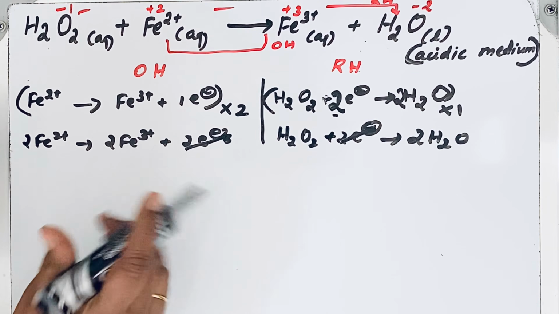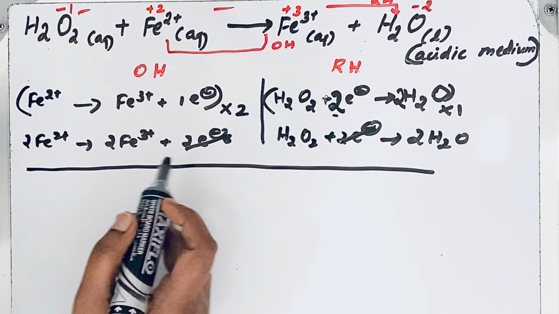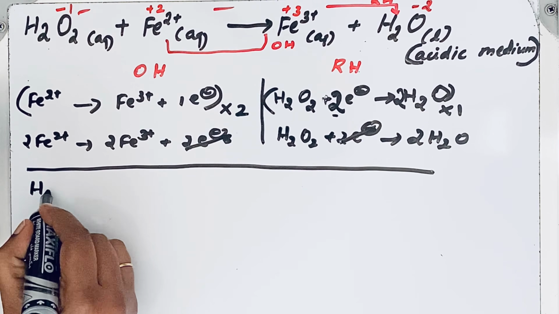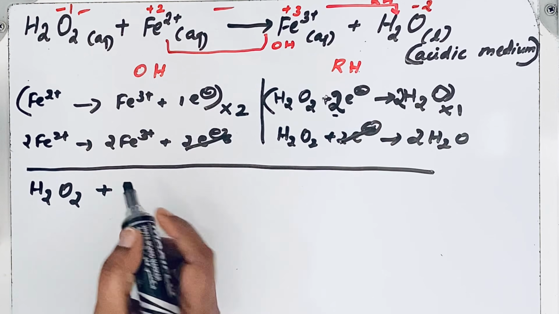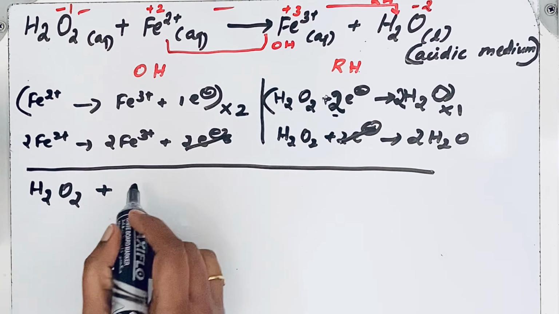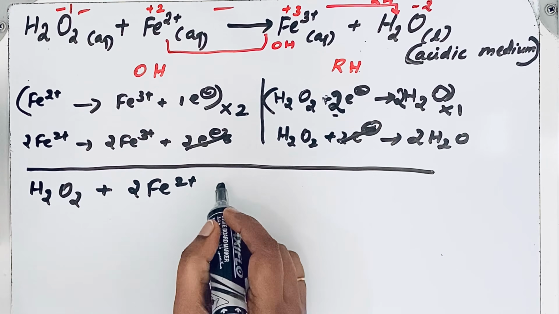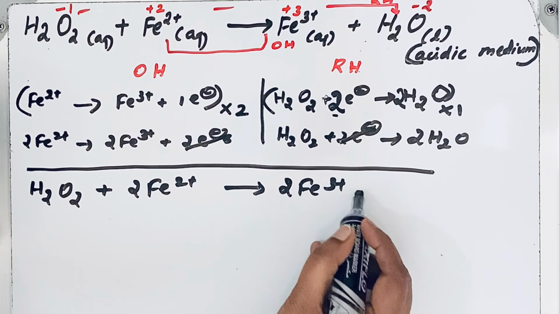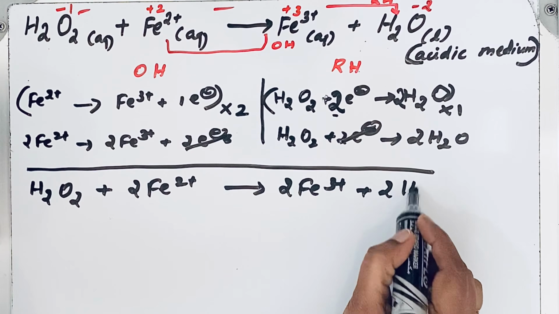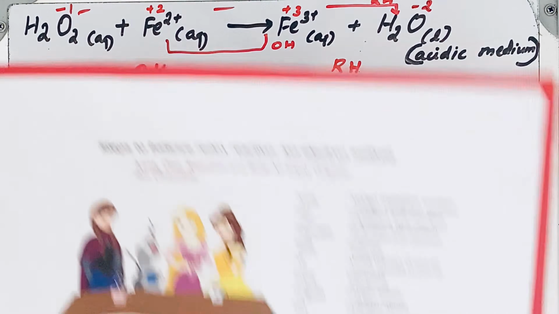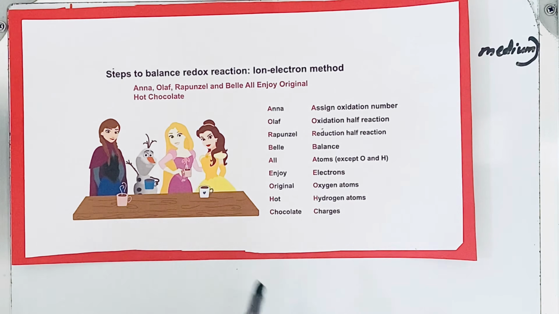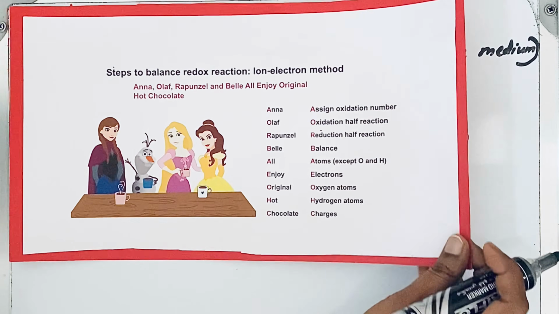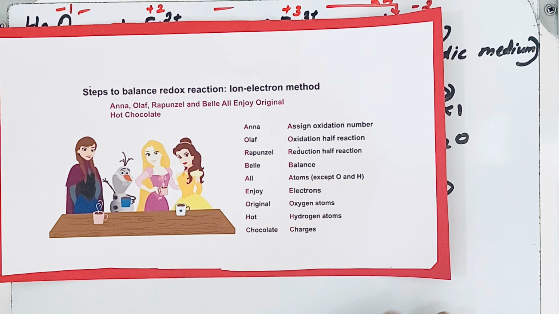Once this step is over, now rewrite the equation by looking at the original reaction. So H2O2, here also H2O2 only, one molecule only. But see Fe2+, now 2 Fe2+. Then that gives Fe3+, 2 Fe3+, and H2O, 2 H2O. Now come to the next step, oxygen atoms. After balancing the electrons, now oxygen atoms. We are going to balance oxygen atoms, then hydrogen atoms.